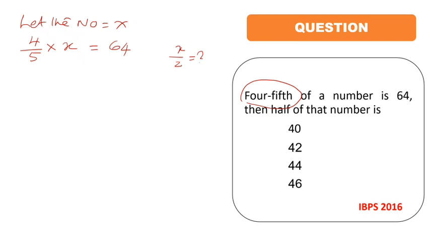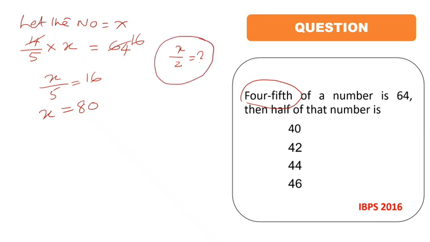So here you can see, you can cut this 4 and 64 16 times. So I will get what? x by 5 is equal to 16. So when I cross multiply, I get x is equal to 80. If x is equal to 80, we need to find x by 2. Half of 80 will be equal to 40. So our correct answer will be 40, and accordingly you can mark the correct answer.